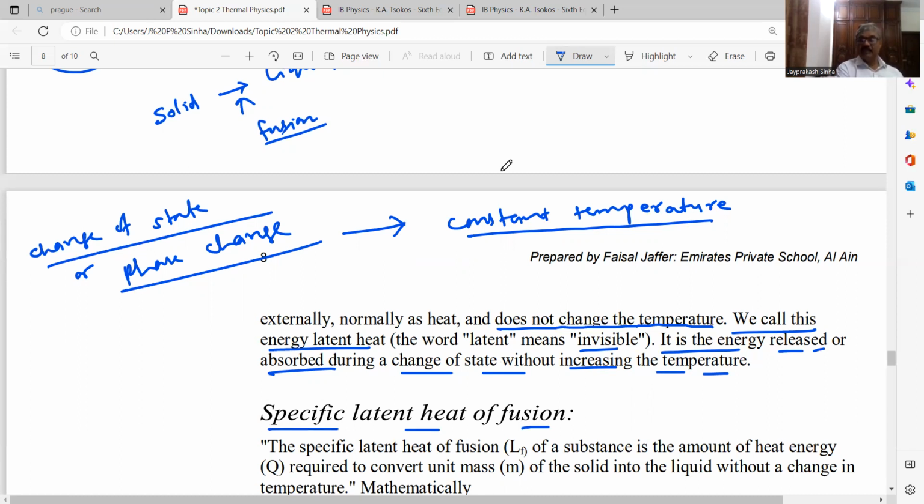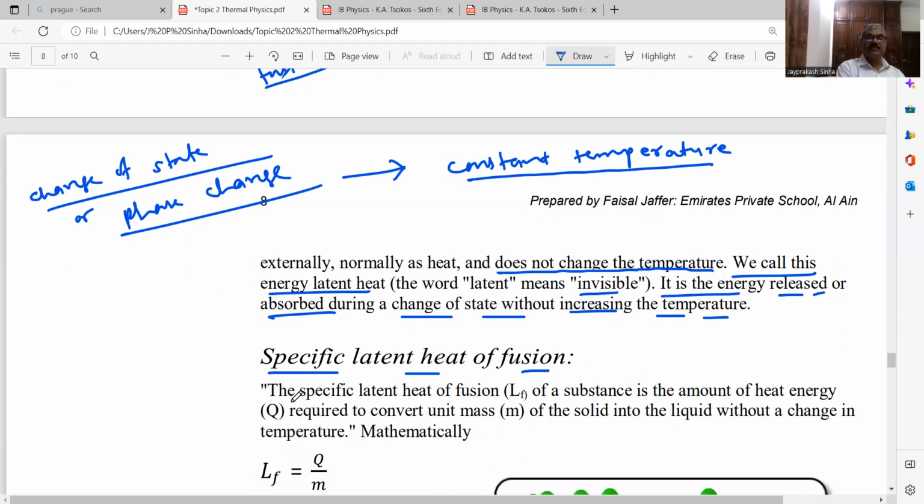So just like the specific heat capacity, there is another term during phase change that is called the specific latent heat of fusion. So here also the specific latent heat of fusion is always defined for 1 kg mass. The specific latent heat of fusion, LF, of a substance is the amount of heat energy required to convert unit mass of the solid into the liquid without a change in temperature. Okay, temperature is constant. So mathematically, latent heat of fusion is equal to Q upon M.